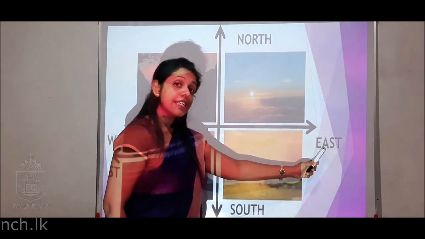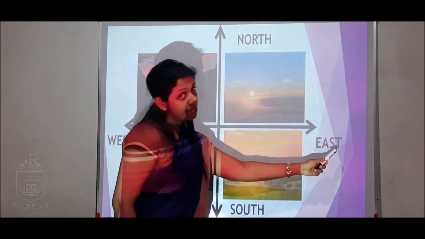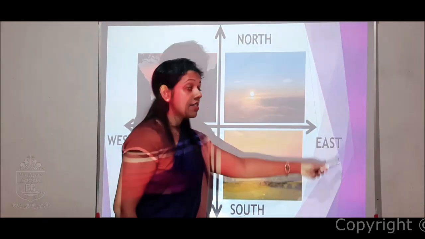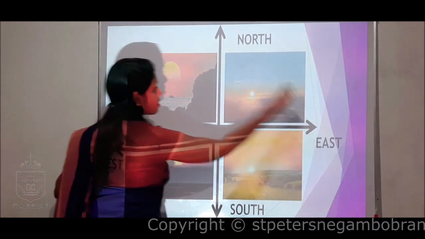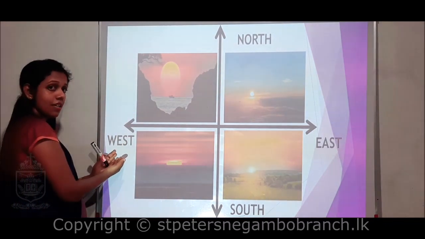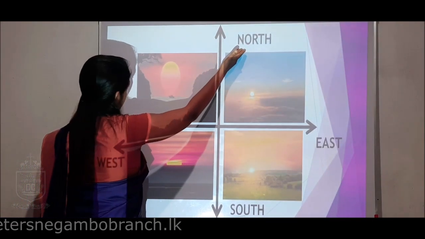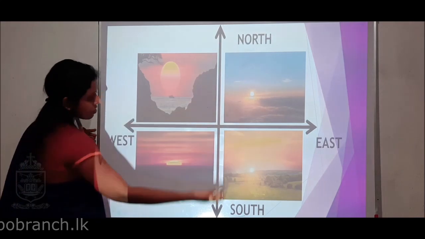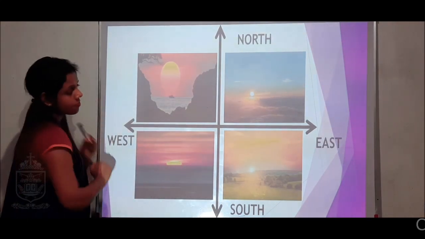4 directions. North, east, south, west. We can find the east direction. How? The sun always rises in the east direction. The sun sets in the west direction, and just opposite to the east direction we have the west. In the upward direction there's a direction called north, and just opposite to the north we have the direction south.